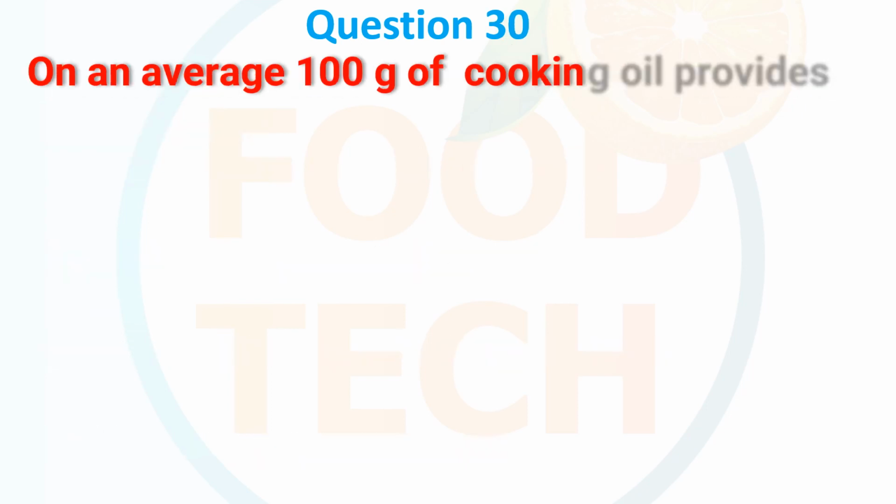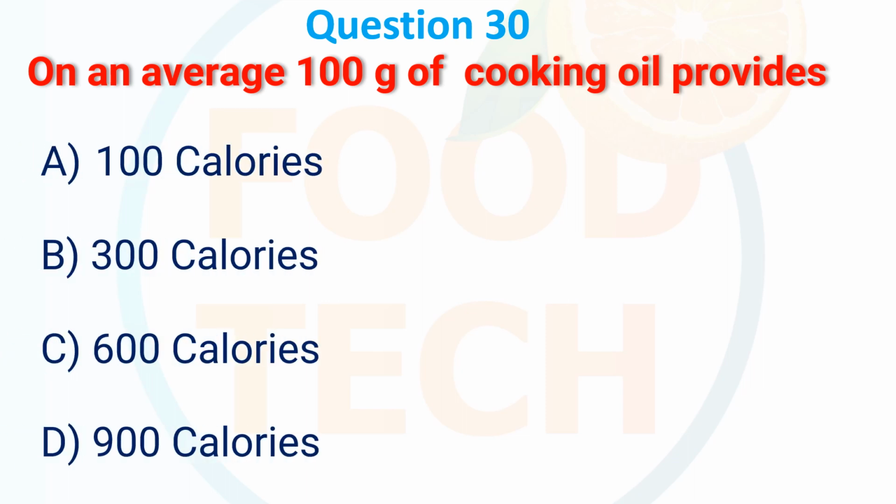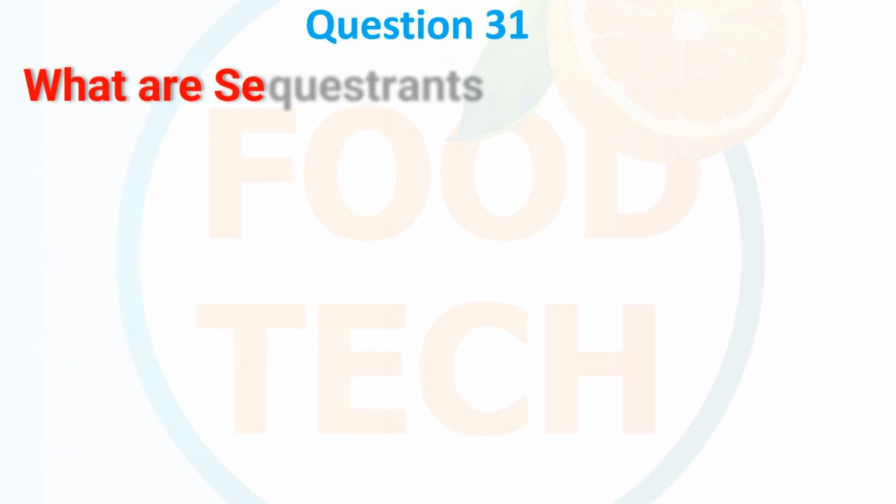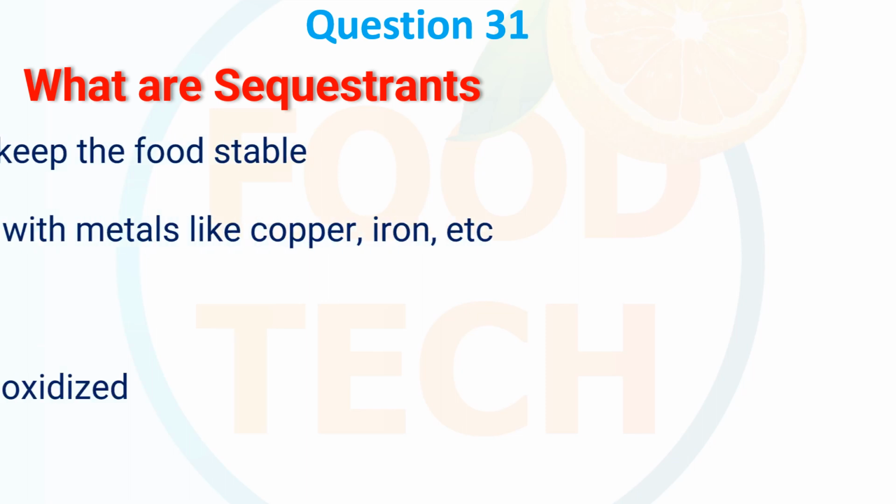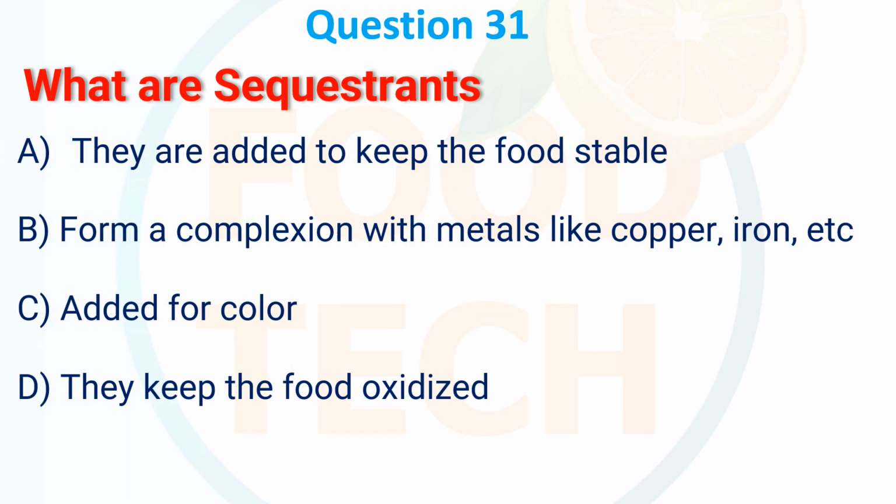On an average, 100 gram of cooking oil provide A. 100 calories, B. 300 calories, C. 600 calories, D. 900 calories. The answer is D. 900 calories. What is a sequestrant? A. They are added to keep the food stable. B. From the complexation with metal like copper, iron. C. Added for color. D. They keep the food oxidized. The answer is B. From the complexation with metal like copper, iron.